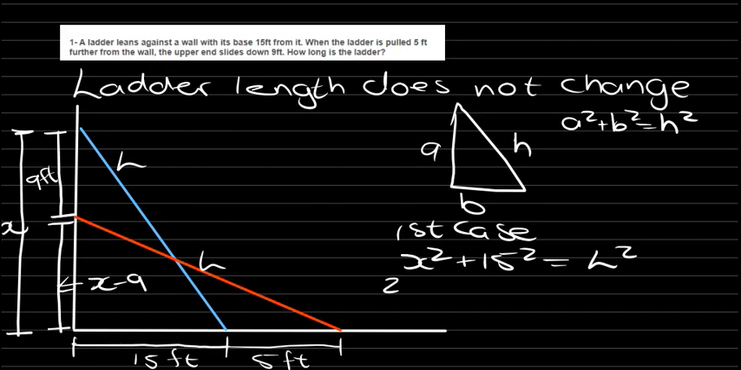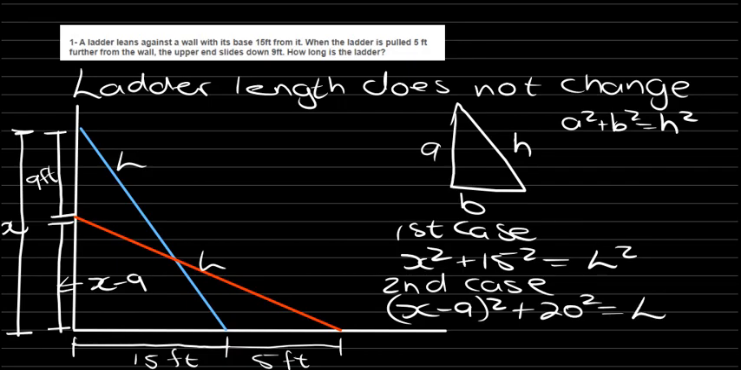For the second case, the length is now x minus 9. Remember, the x minus the 9, so that length gives us x minus 9, and we have to square this whole thing. The other length is the 15 and the additional 5 feet that they slid out, so it gives us 20 feet. So that's 20 squared equals L squared. Remember, the ladder's length does not change.